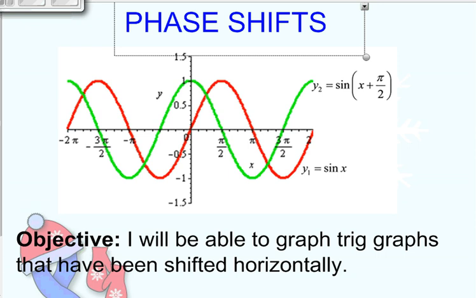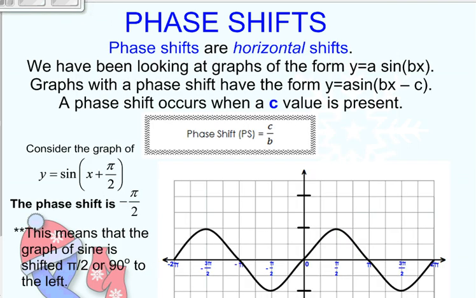Okay, so in this video we're going to be talking about phase shifts. Phase shifts are moving our graph left or right, so we're moving it horizontally. If you look at the graph in the picture there, we've got sine of x in red and sine of x plus pi over 2 in green, and that is a phase shift of about pi over 2 or 90 degrees. Okay, so let's look at what that means to us.